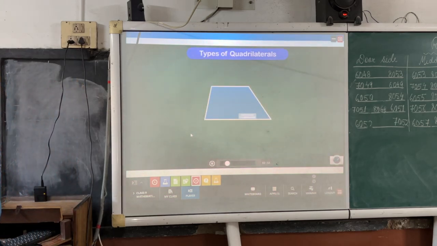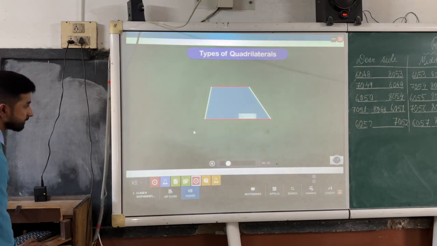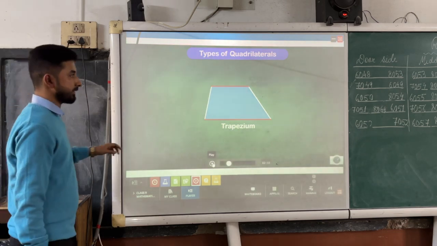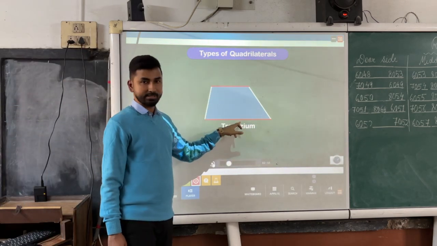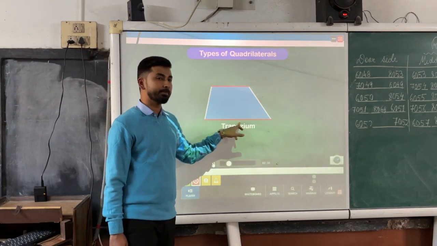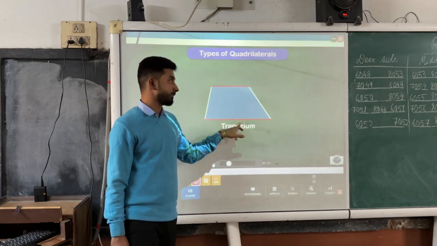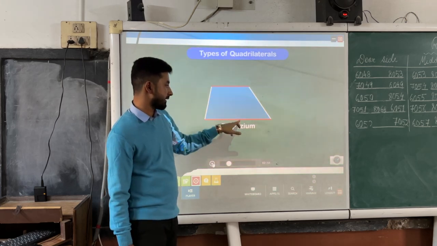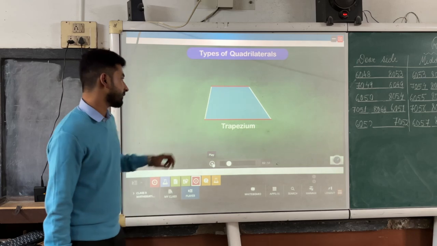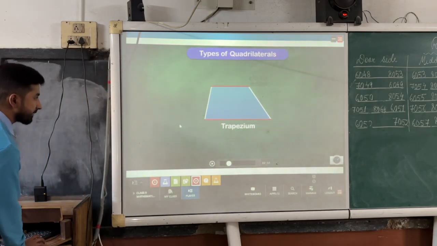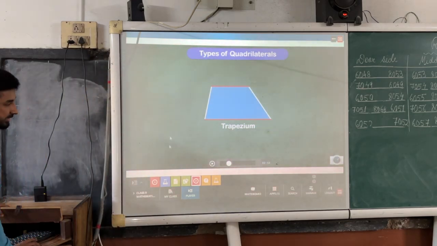In this quadrilateral, one pair of opposite sides is parallel. This is called a trapezium. In a quadrilateral, if one pair of opposite sides are parallel, then such types of quadrilaterals are called trapeziums. In this quadrilateral, this side is parallel to this side, so it is called a trapezium.